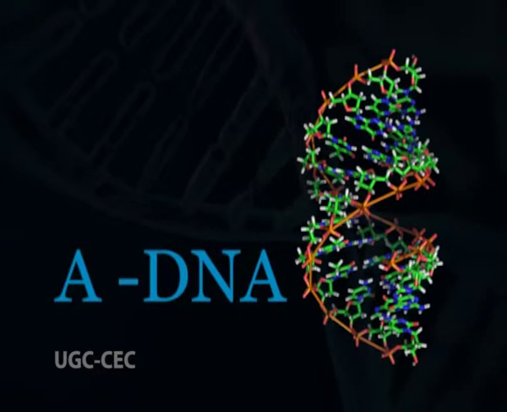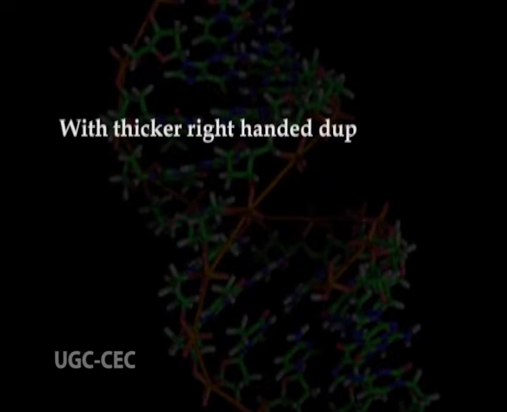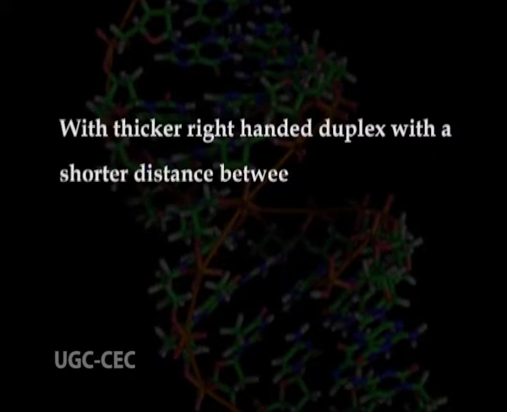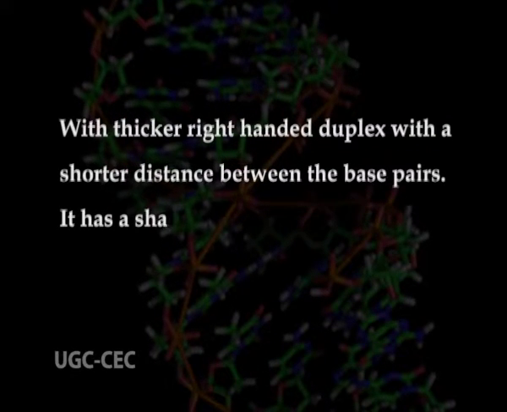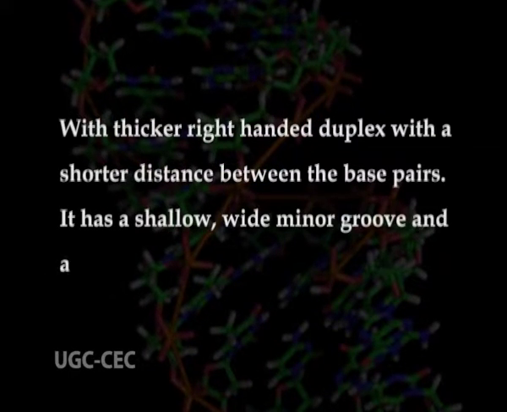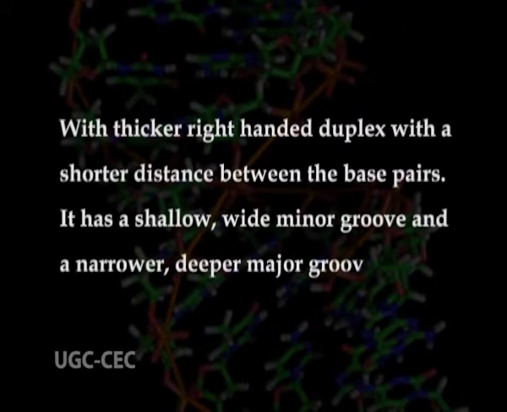Now let us come to A form of DNA. A form is the alternative model with a thicker right-handed duplex with a shorter distance between the base pairs. It has a shallow, wide minor groove and a narrower, deeper major groove. The A form occurs under non-physiological conditions in partly dehydrated samples of DNA. In the cell, it may be produced in hybrid pairings of DNA and RNA strands and in enzyme-DNA complexes.